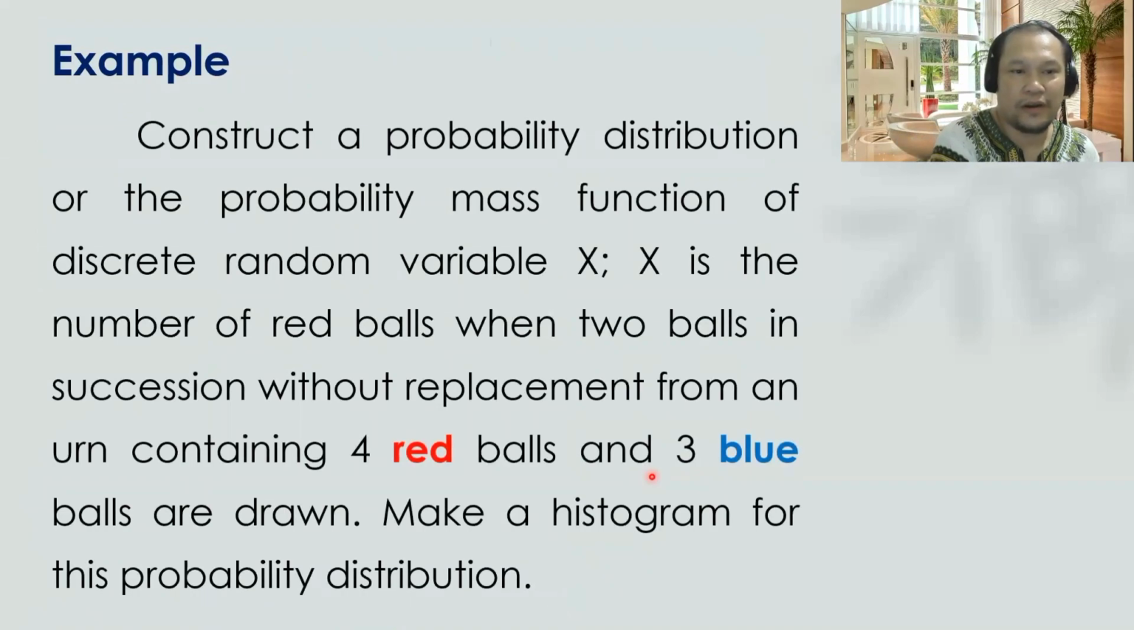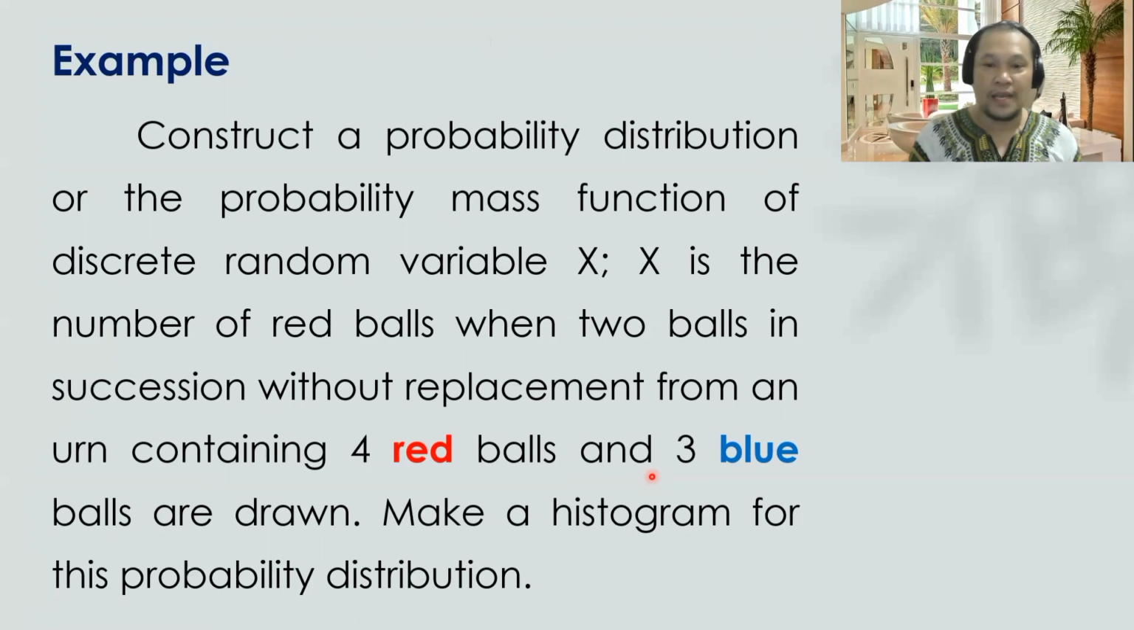Okay, now here we are asked to construct a probability distribution, or the probability mass function, of a discrete random variable x, where x is the number of red balls when two balls are drawn in succession without replacement from an urn containing four red balls and three blue balls. Actually, it was already presented in the first video about random variables, and we are going to use that concept.